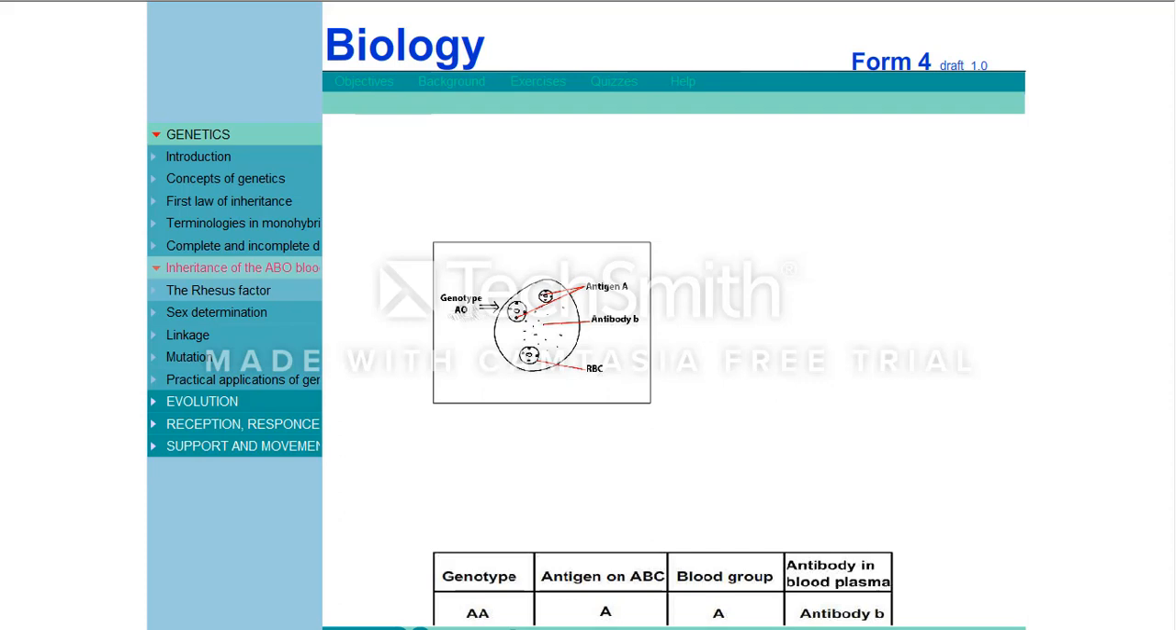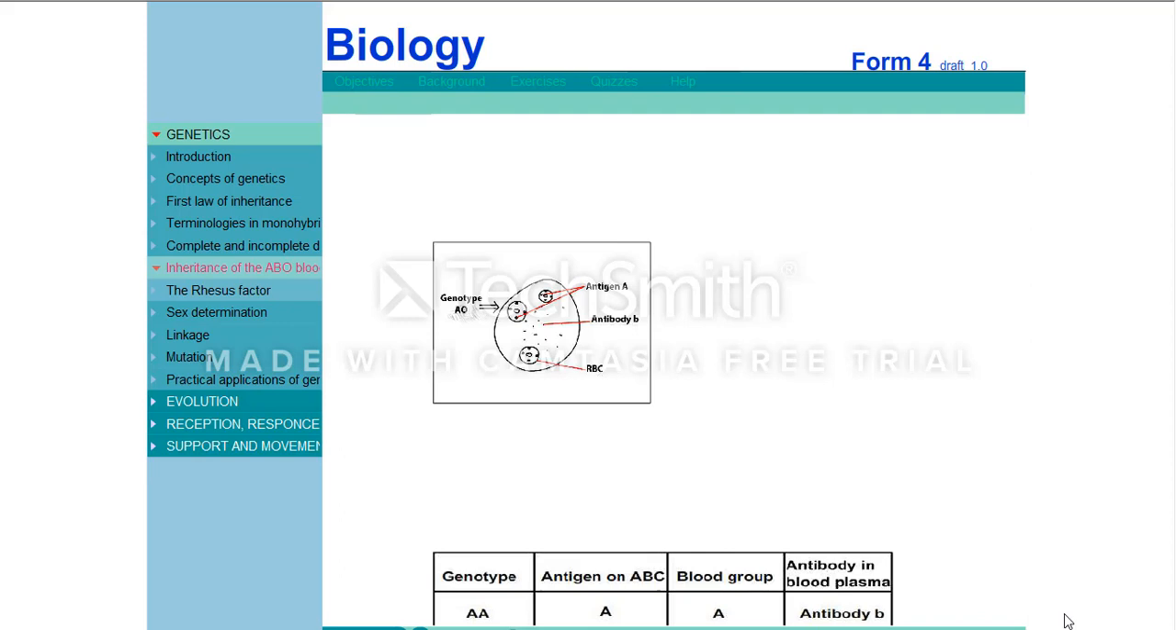The presence of a single dominant gene results in the production of a protein called antigen on the membrane of the red blood cell. Gene A leads to production of antigen A, while gene B leads to antigen B. Gene O does not result in the production of any antigen on the red blood cells. The antigen on the red blood cells determines the individual's blood group.